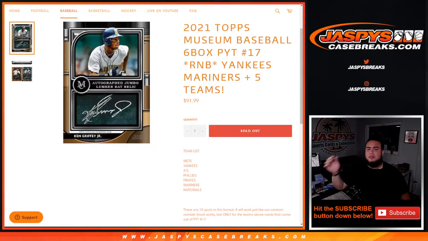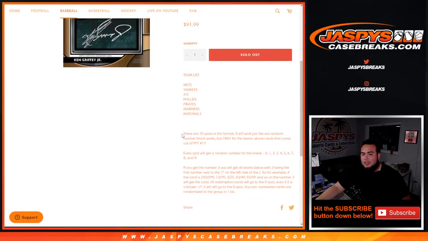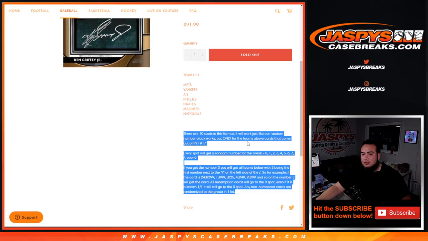Our last little RNB here to sell out. Museum Baseball just sold out. This is Pikachu number 17 RNB that includes the Yankees, Mariners, and five other teams, which are the Mets, A's, Phillies, Pirates, and Nationals. So again, you get a piece of these teams for a fraction of the price. And again, if you guys need an example, there you go.